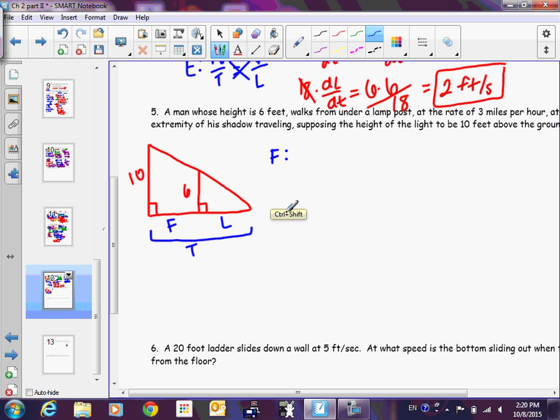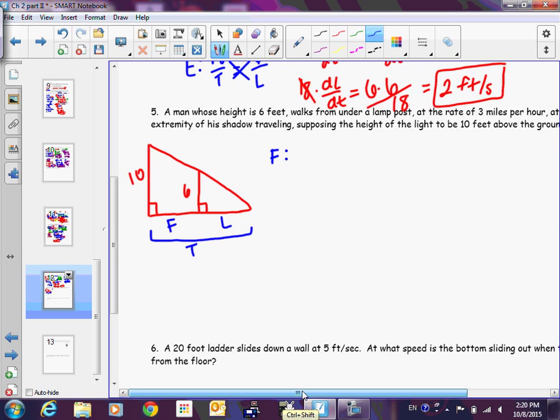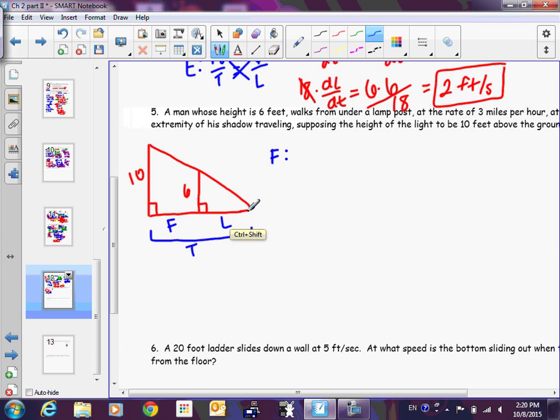You can think of T as the tip of the shadow or the total. Okay, what are they asking us to find in number 5? So they kind of changed. At what rate is the extremity of his shadow traveling? They could have said the tip of the shadow, right? And so that's dT over dt. When you're talking about the length of the shadow, that's going to be L. When you're talking about where the shadow is, that's its distance from the light post.